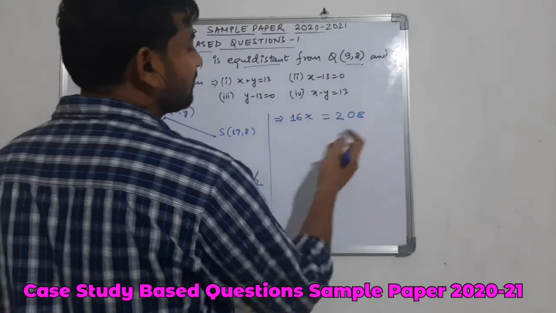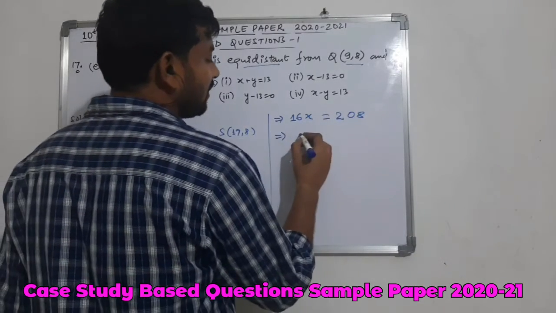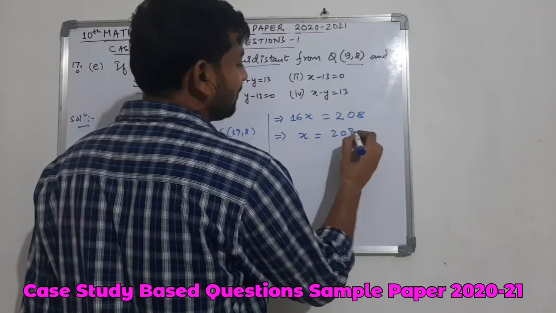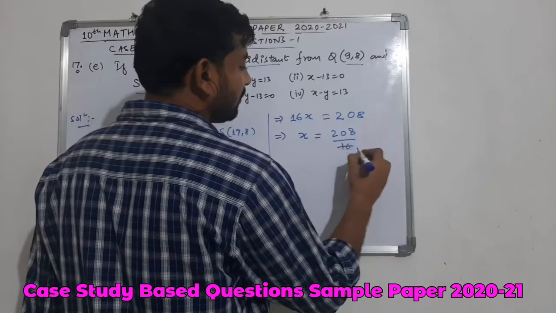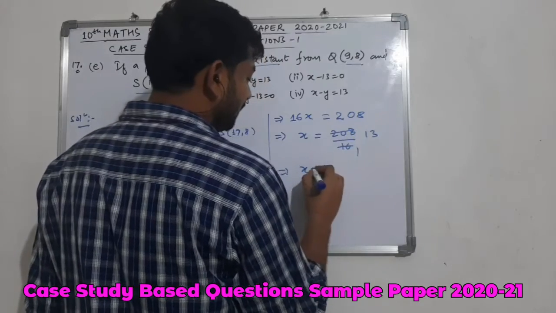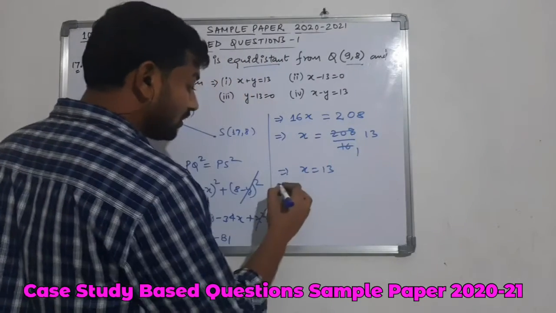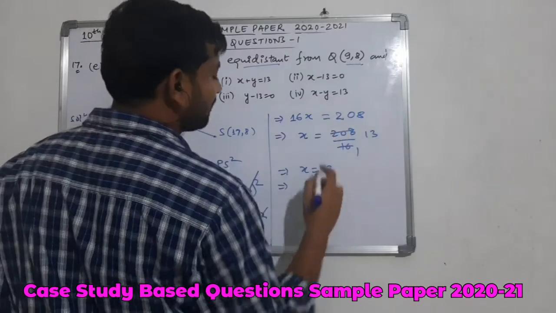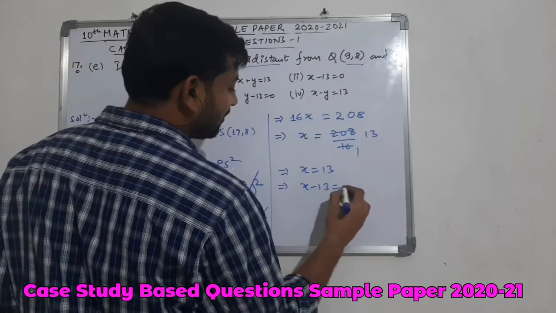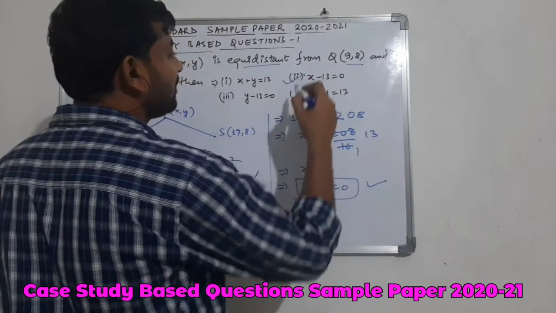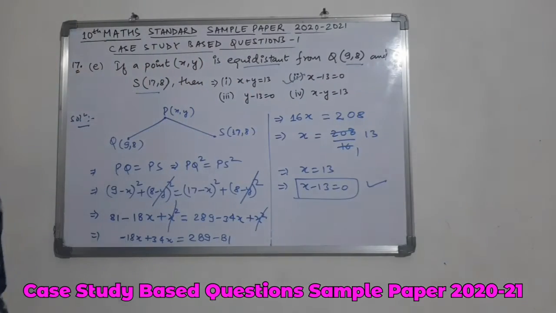We are getting 16x is equal to 308, and if we bring this 16 here, this will be in division. So when we divide this, we get 13. So the value is coming out to be x is equal to 13, and as the answer is given in another format, x minus 13 is equal to 0. So here clearly the second option is the correct answer. So this is the end of question number 17.